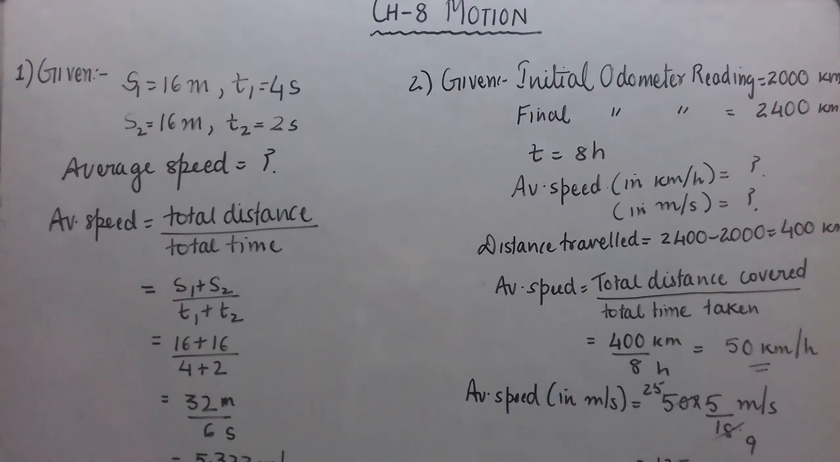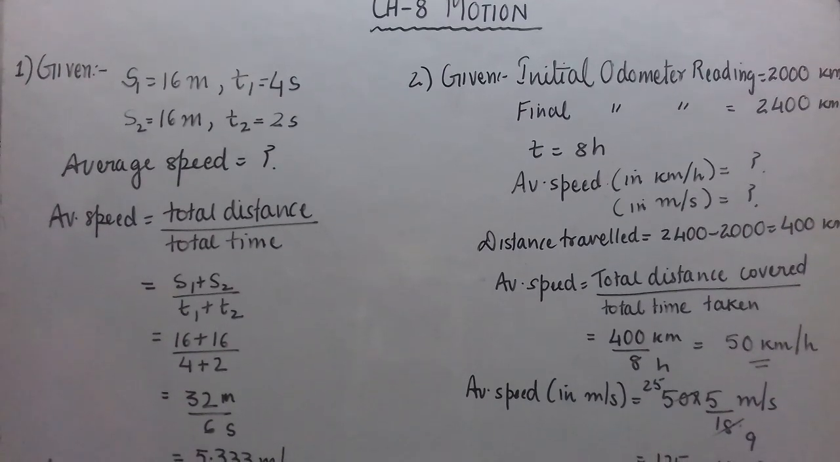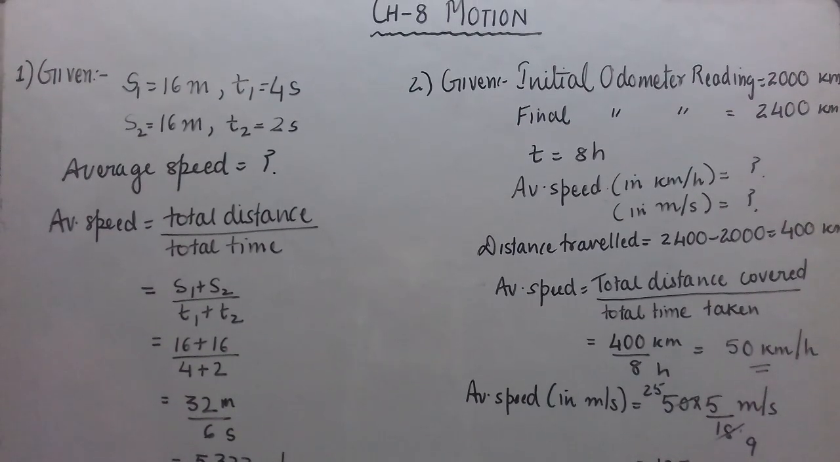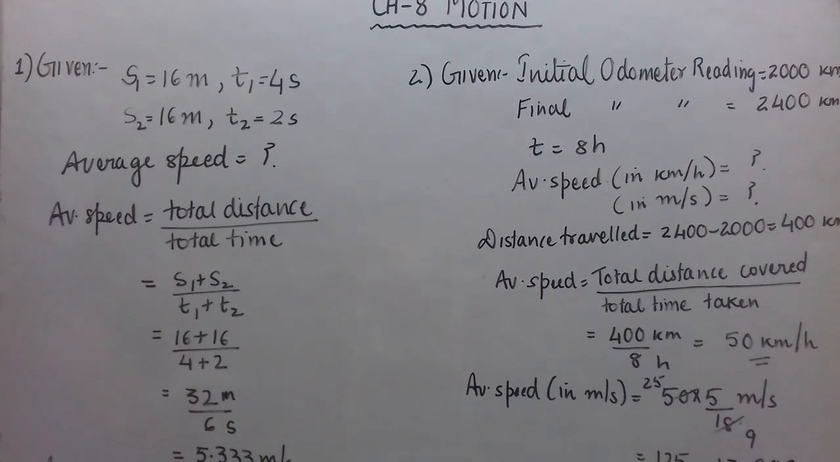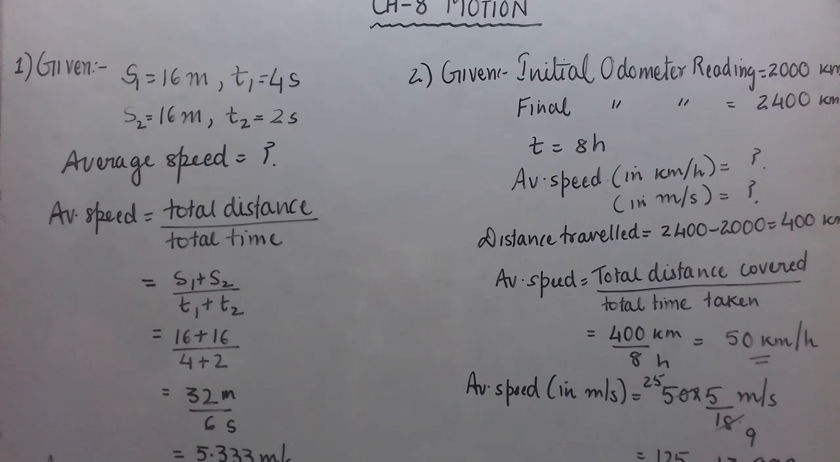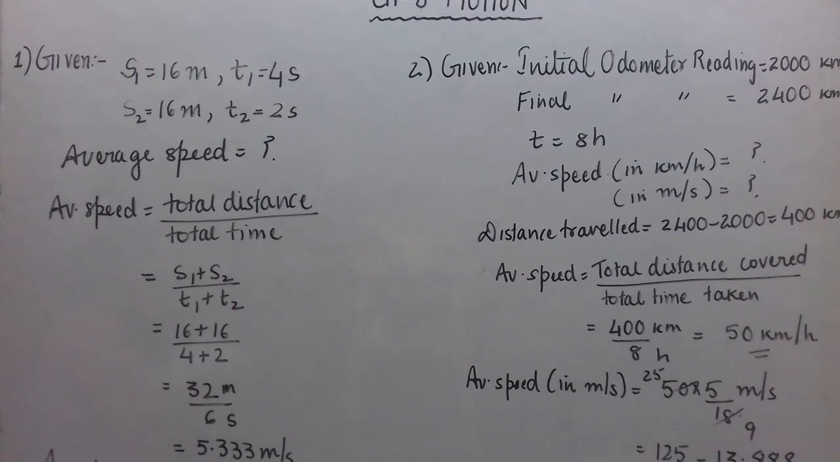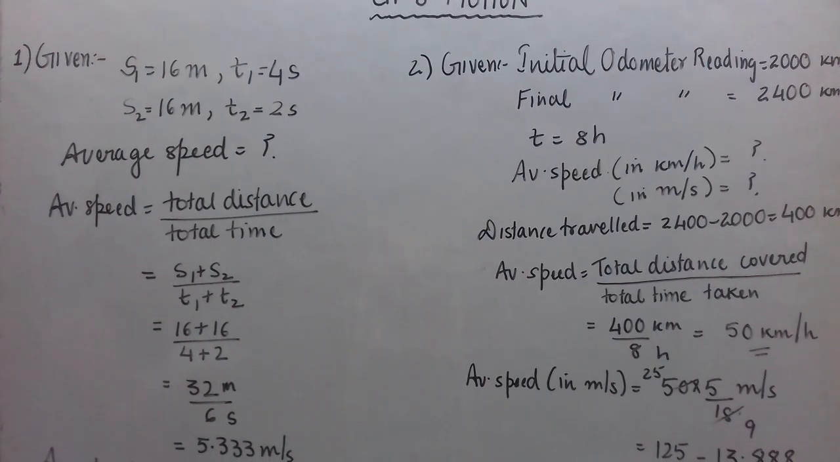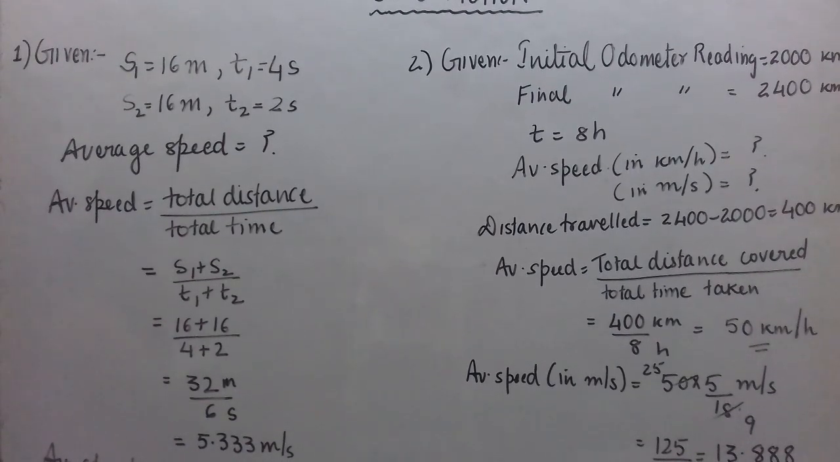Hello students, in today's lecture we are going to quickly understand the solved numericals given in NCERT textbook in chapter 8, Motion. Let us see the first numerical given, that is example 8.1. I'll read the question first. An object travels 16 meters in 4 seconds and then another 16 meters in 2 seconds. What is the average speed of the object?